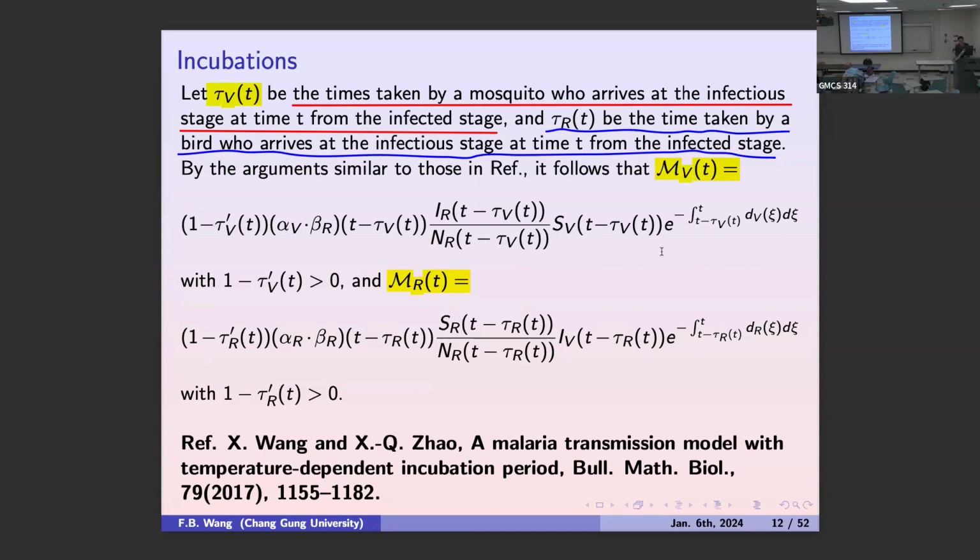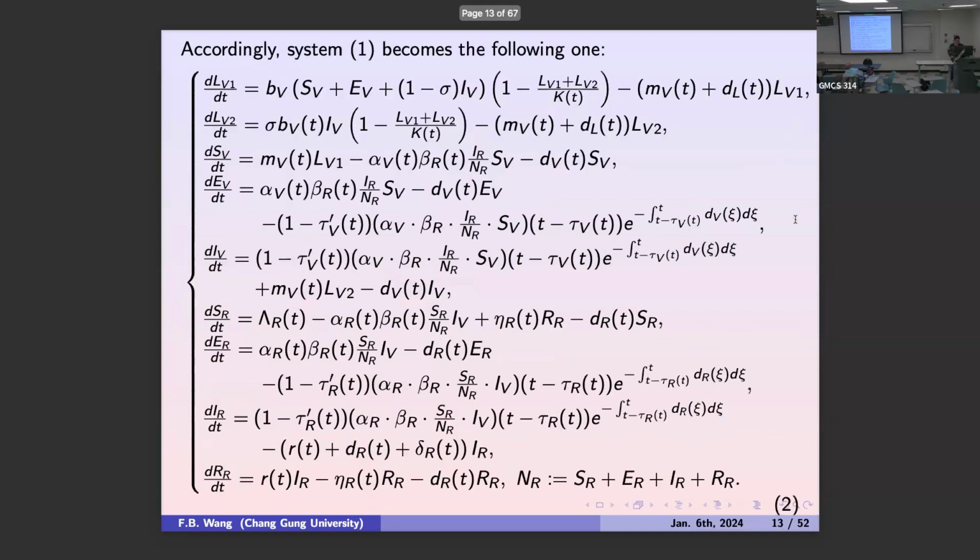And of course, this one can be simplified. But here tau V, tau R is time dependent, so it was very complicated. So if we substitute the NV and the NR and sub R into our equation, then it takes this form. Yeah, I know it was very complicated.